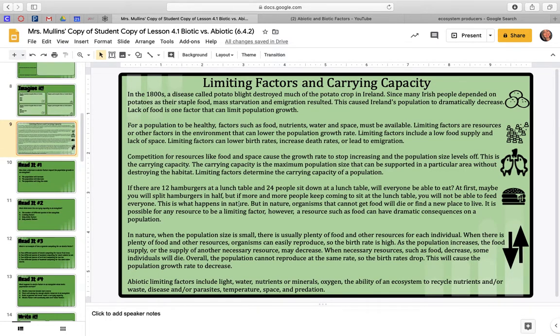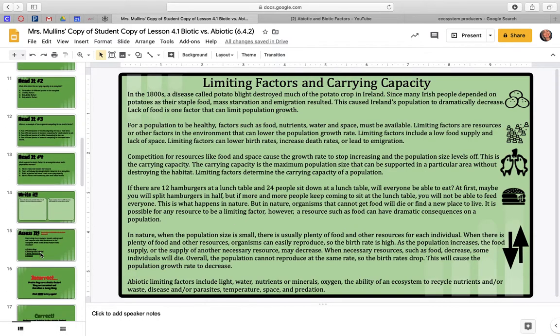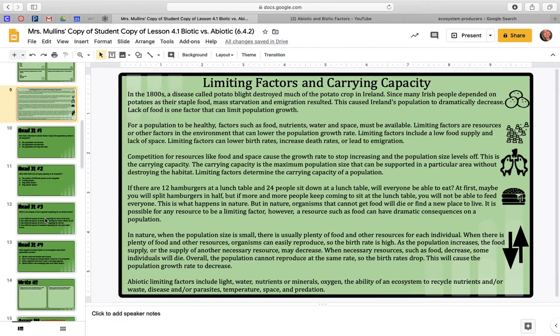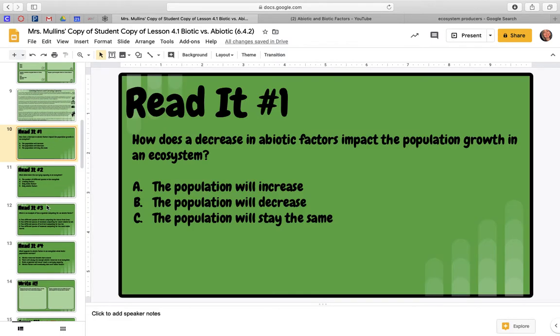So you were supposed to read through the article, and then I'm not going to give you the answers for this because the answers are here. Oh, I'm sorry. That was with Assess It. So you're supposed to read through here, and I can actually give you the answers for Read It. So how does a decrease in abiotic factors impact the population growth in an ecosystem? So in other words, say we have a decrease in food and water. What is going to happen with the population growth?